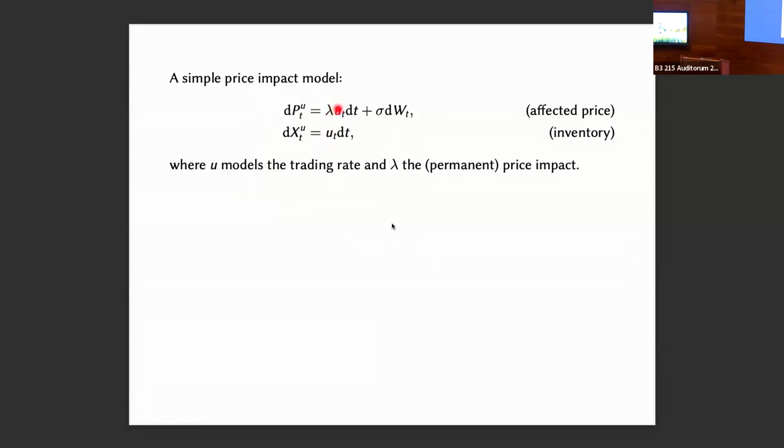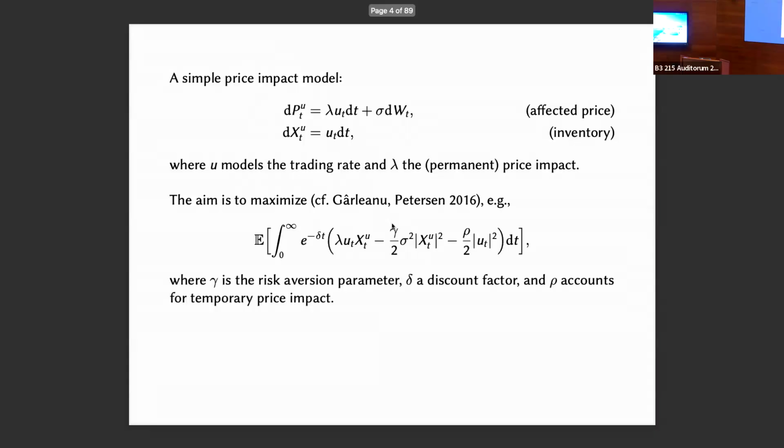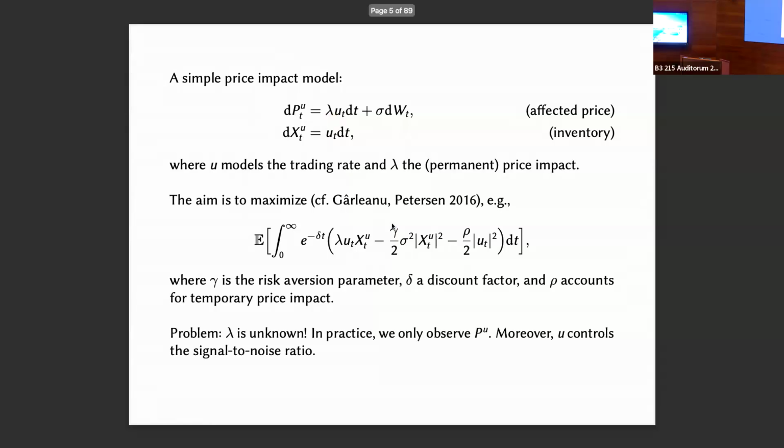And now the assumption is that the price shifts depending on your trading. So that's a simple price impact model with permanent price impact. And then you want to maximize something. You want to get rich by controlling your risk. It doesn't really matter what kind of criterion you write down here for the sake of this example. More important for the talk is that I want to focus on this price impact parameter that you see here. In practice, that's something that you don't observe, right?